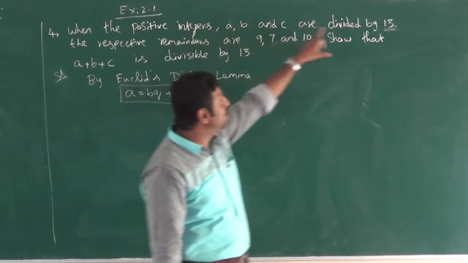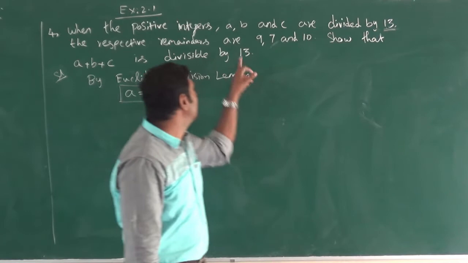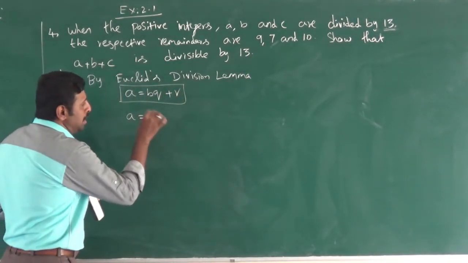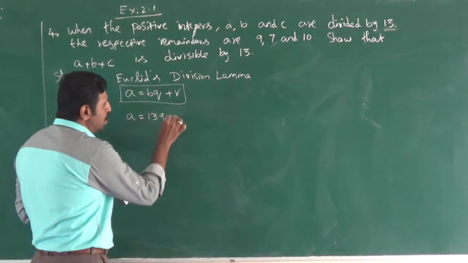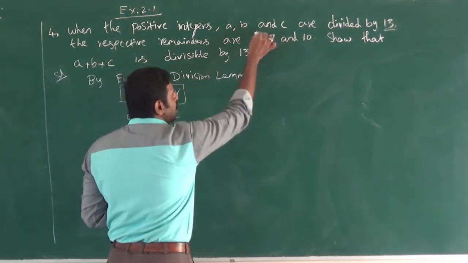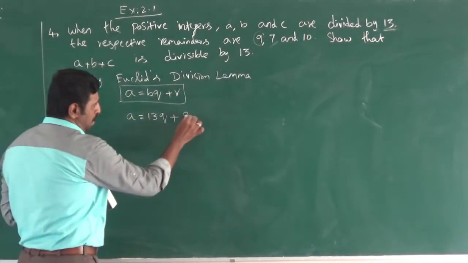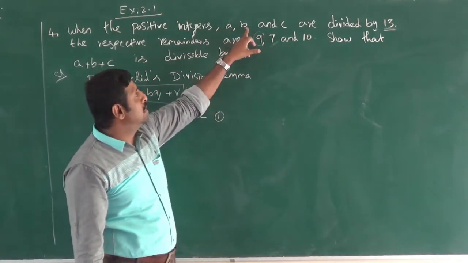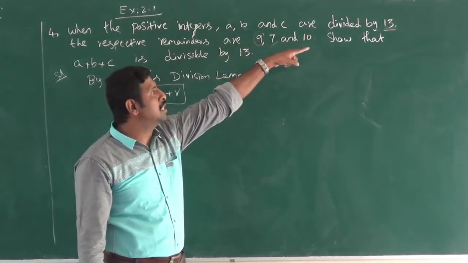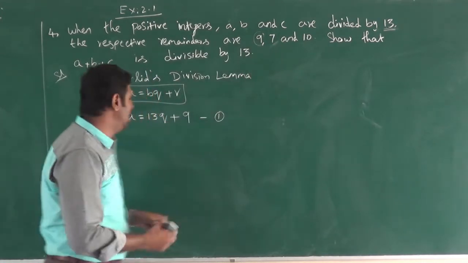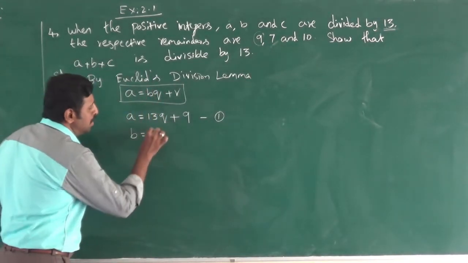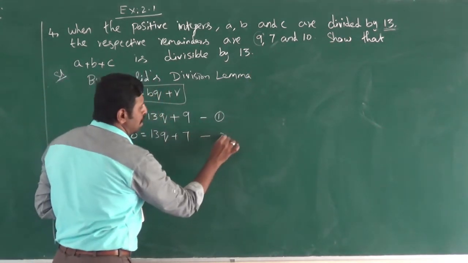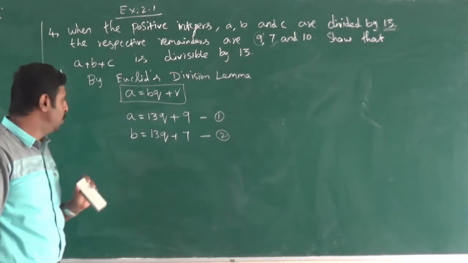So A is divided by 13. We get the remainder as 9. So A is equal to 13 times the quotient Q, plus the remainder 9 for the first one. Let me take it as equation number 1. Then the second integer we take as B, also divided by 13. We get the remainder as 7. Take this as equation number 2.